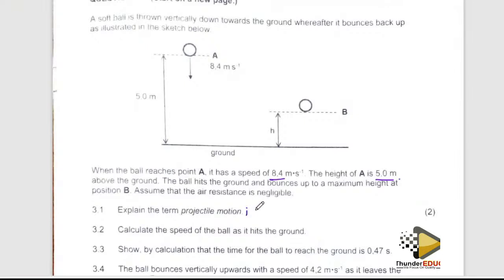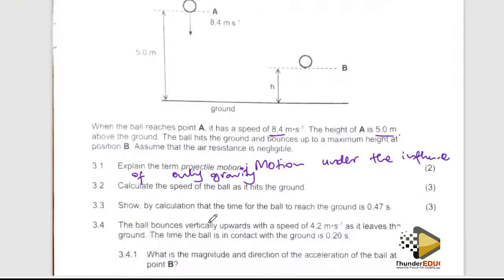what is projectile motion? Okay, so projectile motion is more like the same as before. It's motion under the influence of only gravity. So someone can say a moving object that is influenced by just gravity. Then 3.2, they want us to calculate the speed of the ball as it hits the ground.